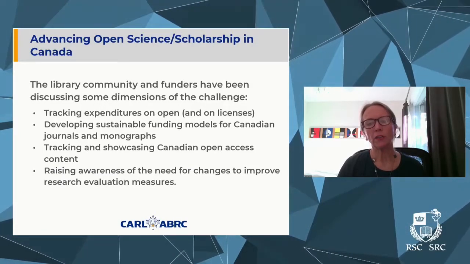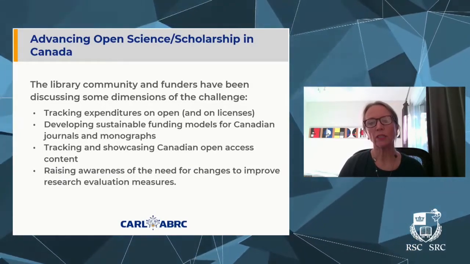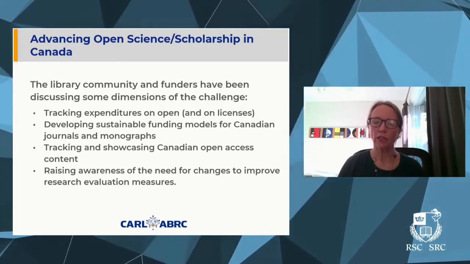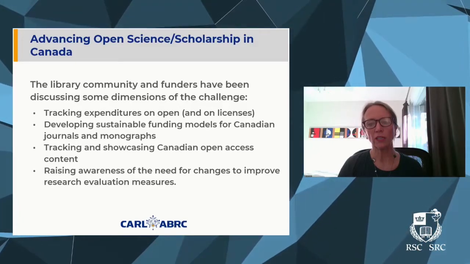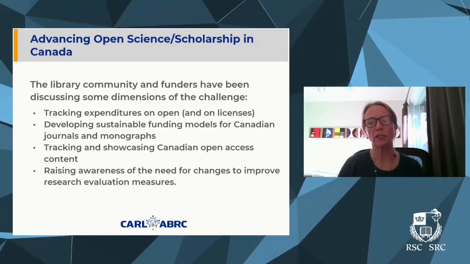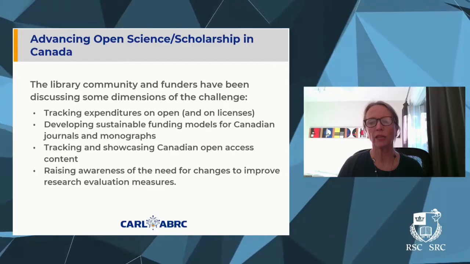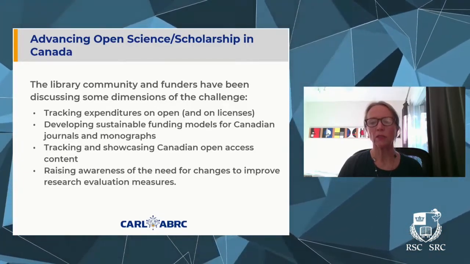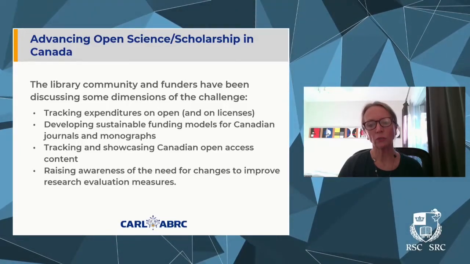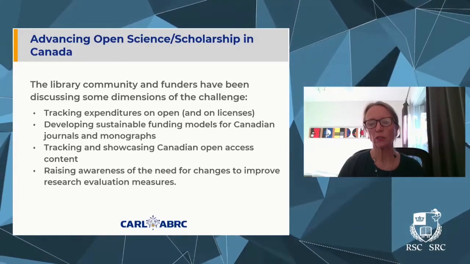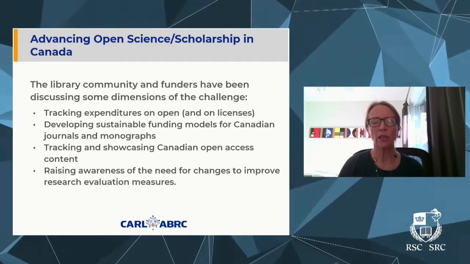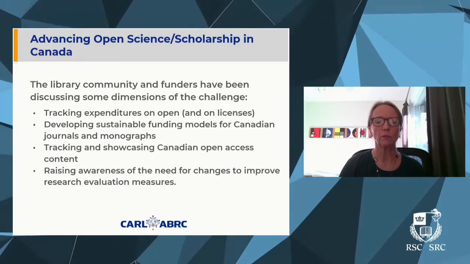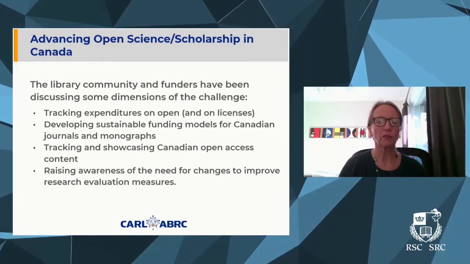CARL published a scholarly communications roadmap in 2017, and it continues to guide our efforts. Recently, we have had a few meetings involving CARL, CRKN, and all the funding agencies, and together we have articulated an informal collaborative action plan covering these four factors and more: better tracking expenditures, considering sustainable cost-sharing models, enabling the tracking and showcasing of Canadian OA content, and considering strategies to broaden and improve research evaluation measures. I will speak to each of these in turn.